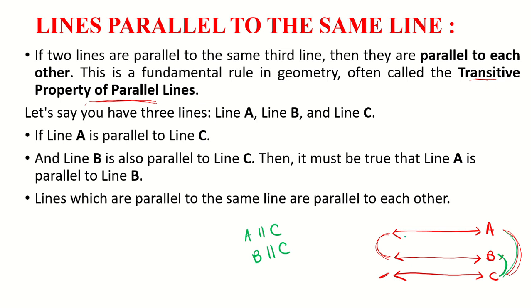When two lines are parallel to the same third line, all these three lines are parallel to each other. And we have a statement that lines which are parallel to the same line are parallel to each other. If this line is parallel to this second line, it is also parallel to the third line, and all these three lines are parallel to each other. Okay.